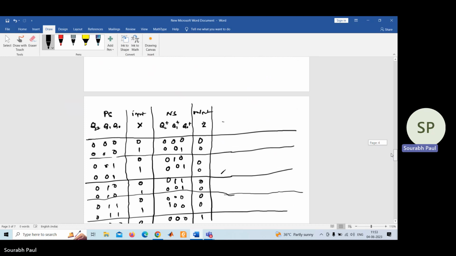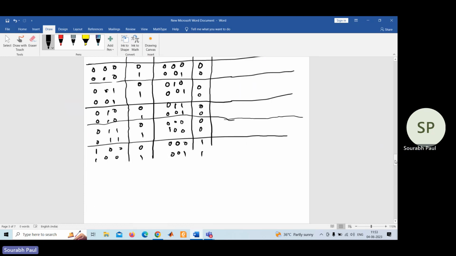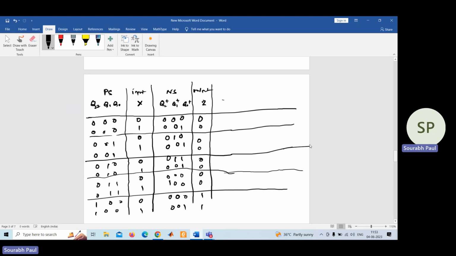Now, other than that, what do you need to do? Suppose we are implementing this 1001 sequence detector using JK flip-flops. How many JK flip-flops do you need to use? You need to use 3 JK flip-flops. Why? Because 3 bits are there in this problem, and each flip-flop will store 1 bit. So as you have 3 bits, 3 flip-flops are required. These flip-flops are J2, K2, J1, K1, and J0, K0: JK flip-flop number 2, number 1, and number 0.